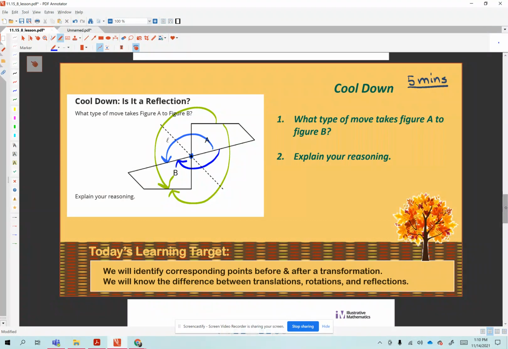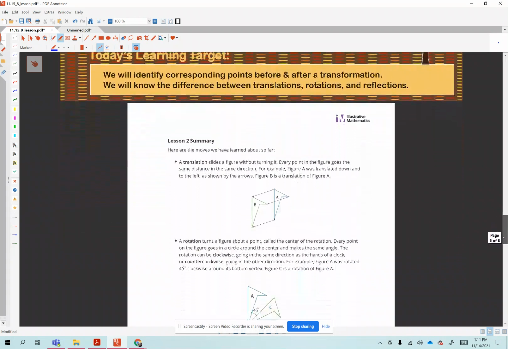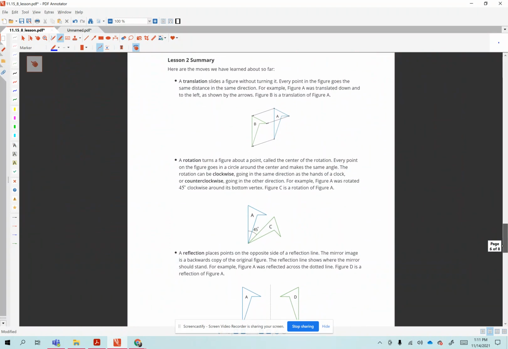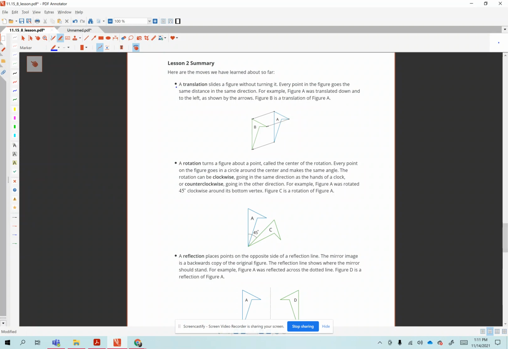For the remainder of the class, I want you to read the lesson summary very carefully and make sure you understand these 3 new terms: the translation, the rotation, and the reflection. And remember, with regards to the rotation, we have 2 directions we can go. We can go clockwise, or we can go counterclockwise.